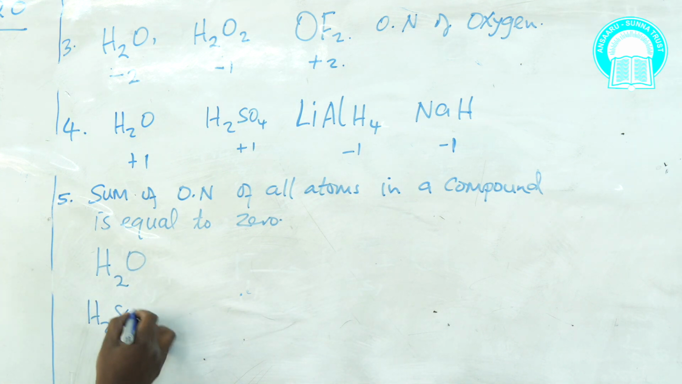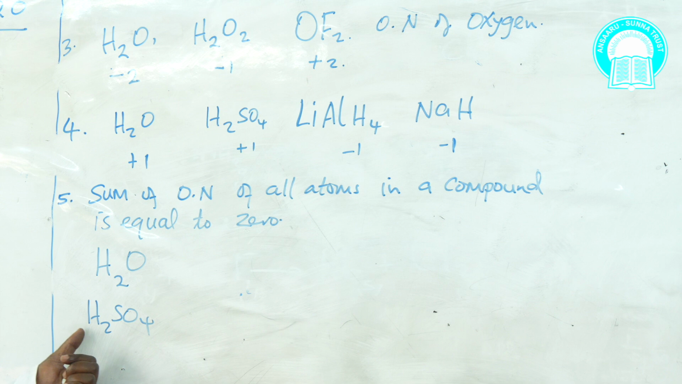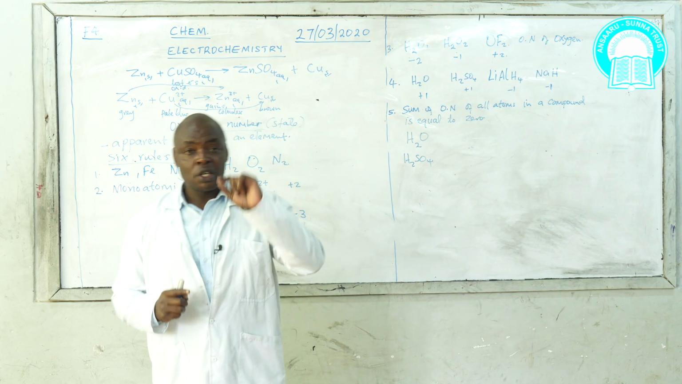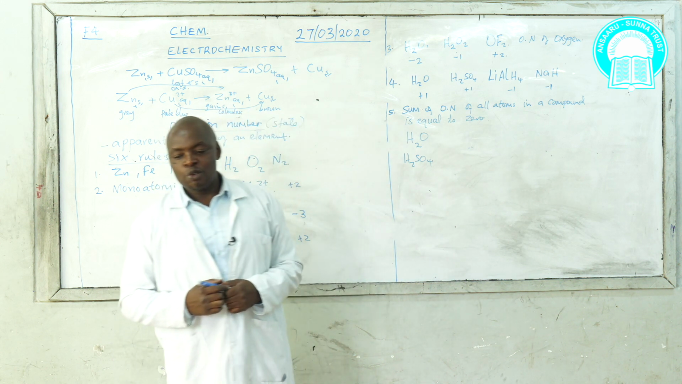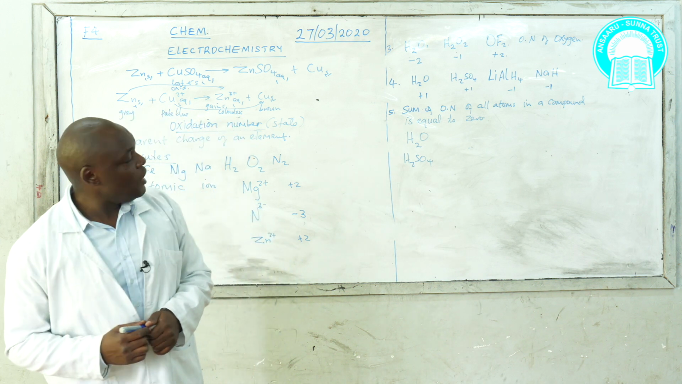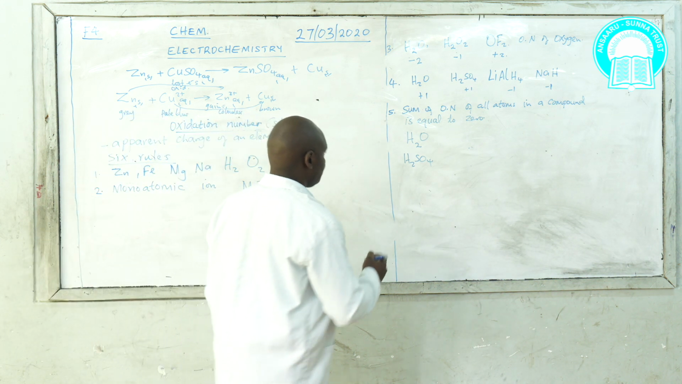Sulfuric acid has 2 atoms of hydrogen, 1 atom of sulfur and 4 atoms of oxygen. So the oxidation number of 2 atoms of hydrogen plus the oxidation number of 1 atom of sulfur plus the oxidation number of 4 oxygen atoms together should give us 0. That statement can be used to find the oxidation number of any element in a compound.